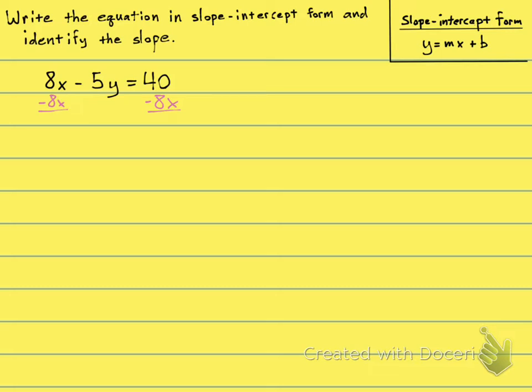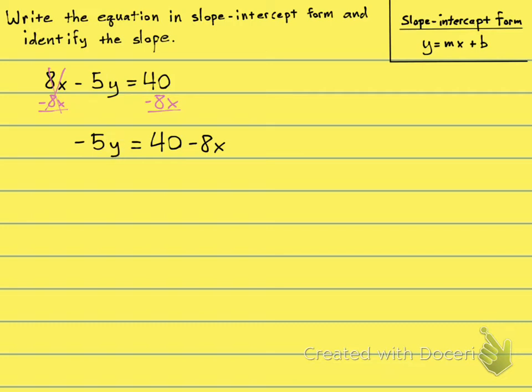So on the left-hand side now, drop down my equals. On the left-hand side, 8x minus 8x is 0, cancels. So I now have negative 5y, don't forget the negative, equals 40 minus 8x. Those two do not go together, they're not like terms, so you just write 40 minus 8x. All right, is my y by itself now?